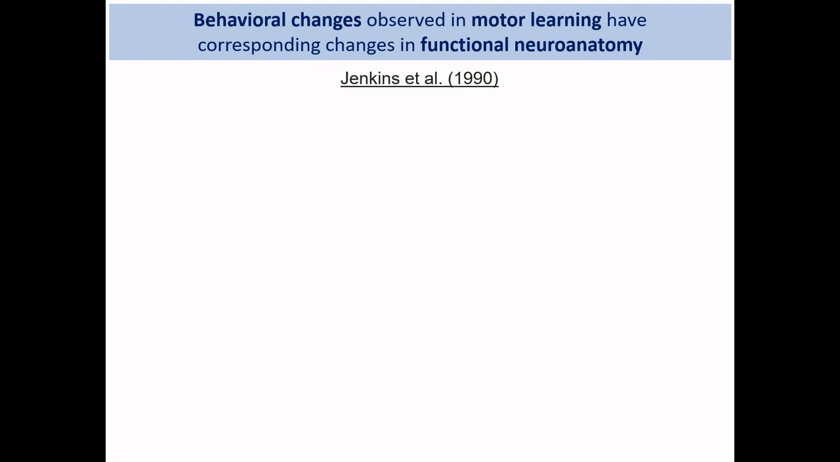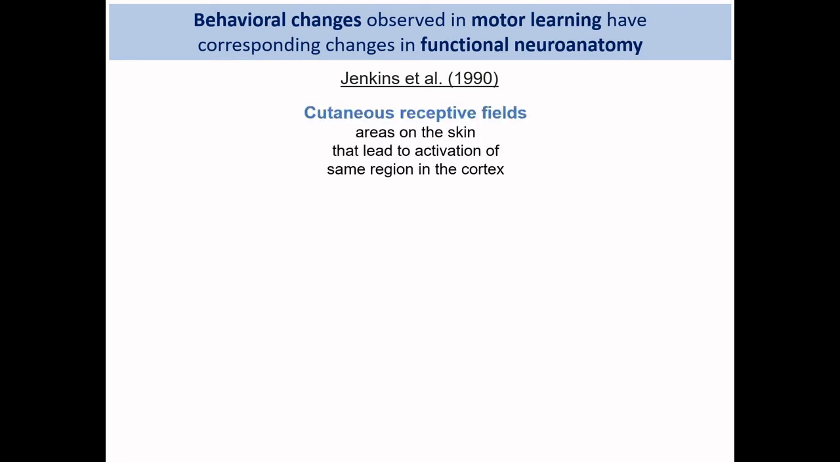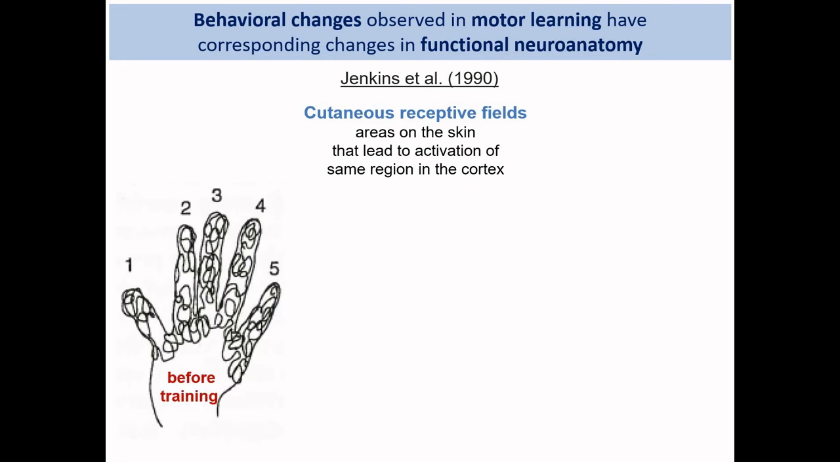We just looked at how the experience of repeatedly touching and holding the disc changed the areas that represent the fingers within the primary somatosensory cortex. Experience also affects cutaneous receptive fields. Cutaneous receptive fields are areas on the skin that, when stimulated, cause the same part of the primary somatosensory cortex to be activated. Here we see a diagram of the cutaneous receptive fields in the fingers before training.